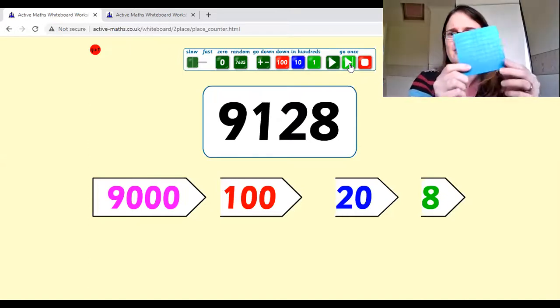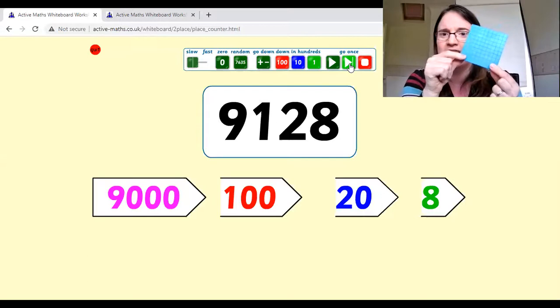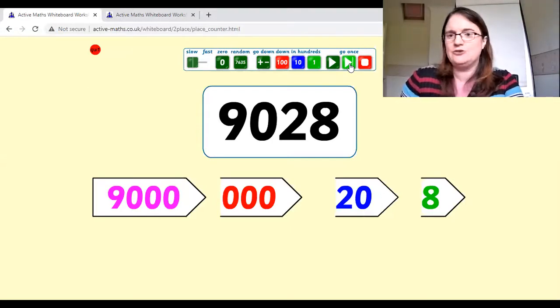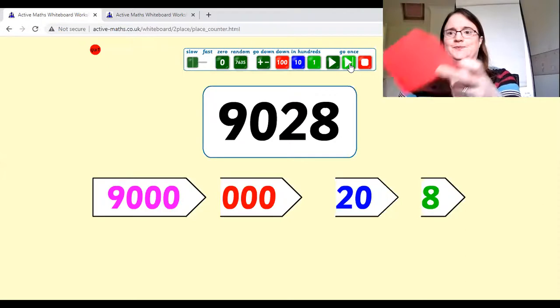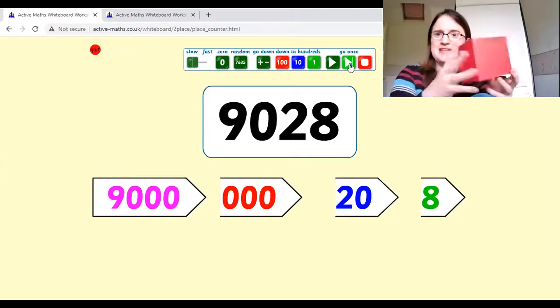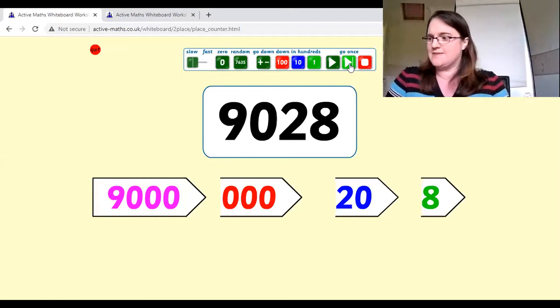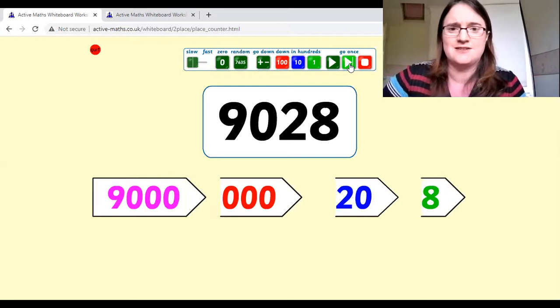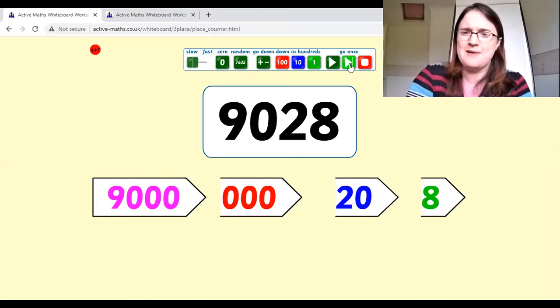9,128. Now I've only got one of these left and I'm going to take that one away. That's all right. Now I've got 9,028. I've got no hundreds. But now I want to take 100 away. What am I going to do? I've got lots of these still, haven't I? I've got 9 of these. So I'm going to take just one of these and I'm going to swap it for a whole pile of hundreds, 10 hundreds. So now how many of these have I got and how many hundreds have I got?